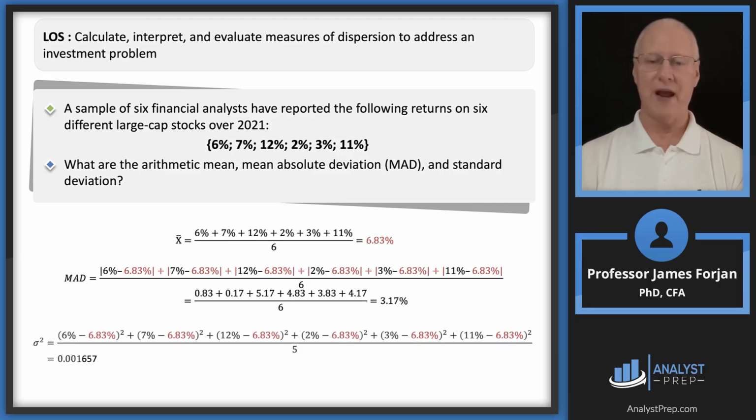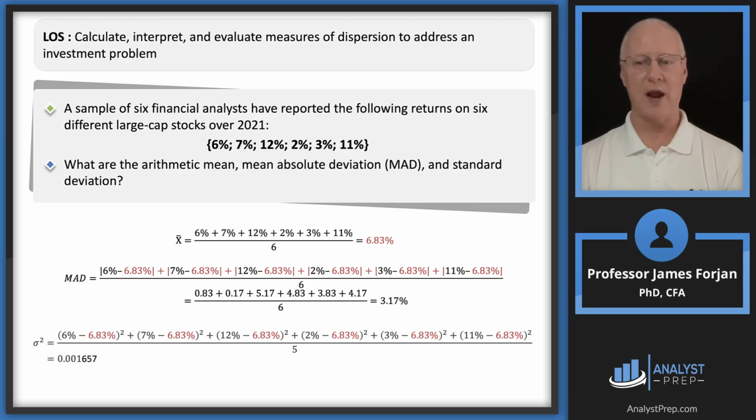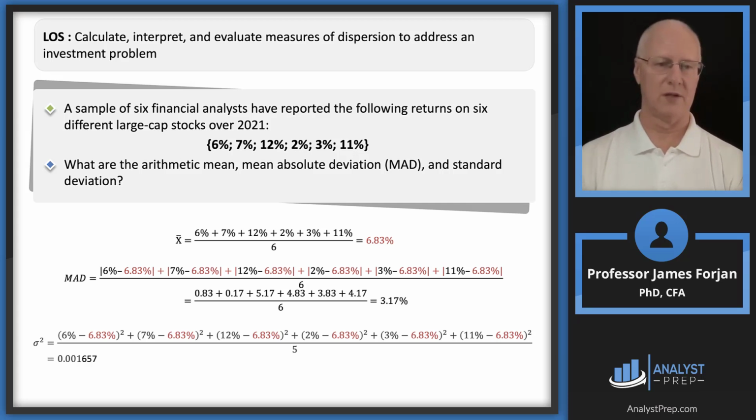To compute the variance, now look at this equation. Now we're going to do the same thing. We're going to take the 6% minus the 6.83, and we're going to square it. We're going to take the 7% minus the 6.83, and we're going to square it. But since we were told a sample of 6 financial analysts, we're going to go ahead and divide by n minus 1. We're going to divide by 5. And there's the answer, 16.57.